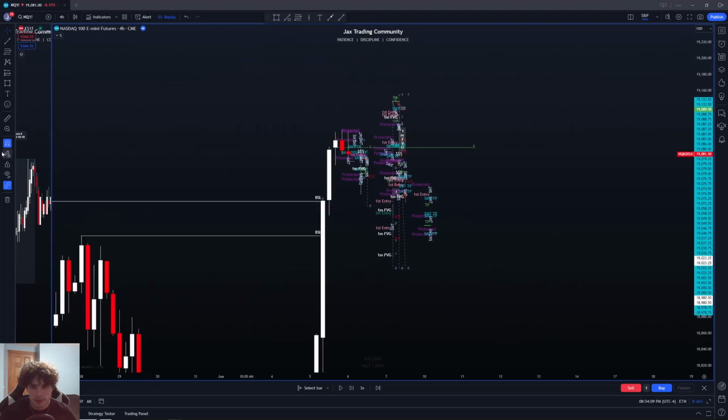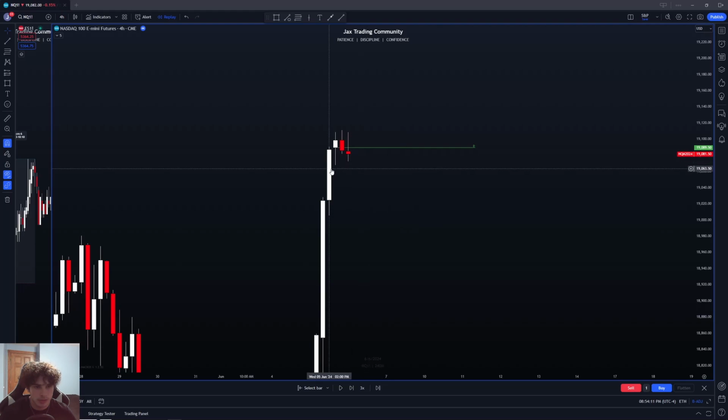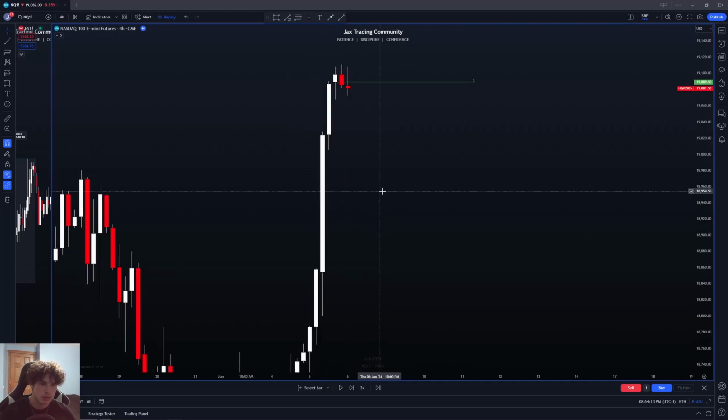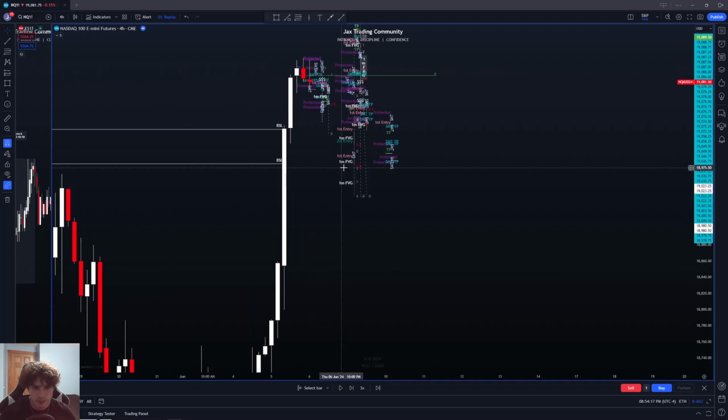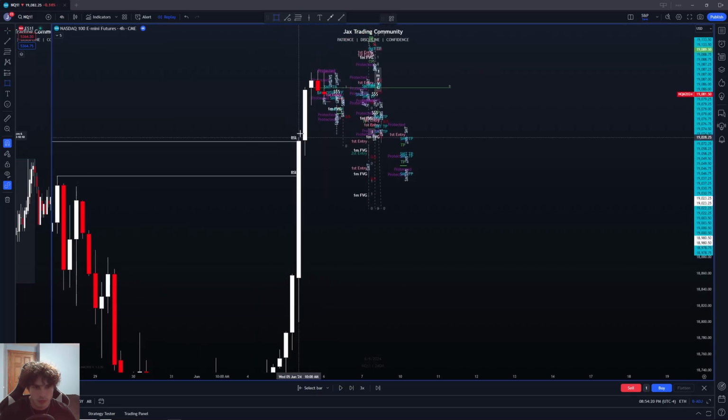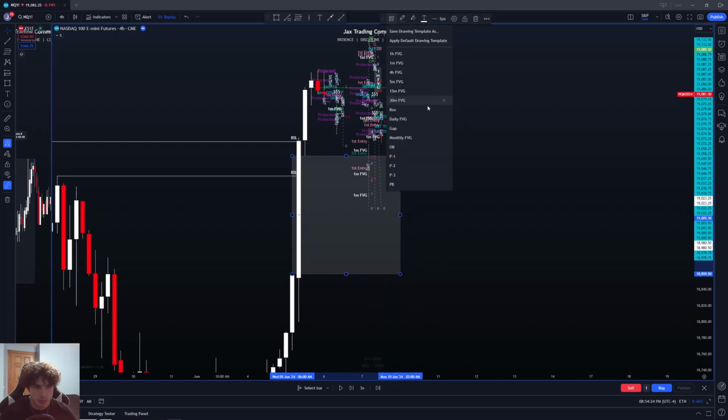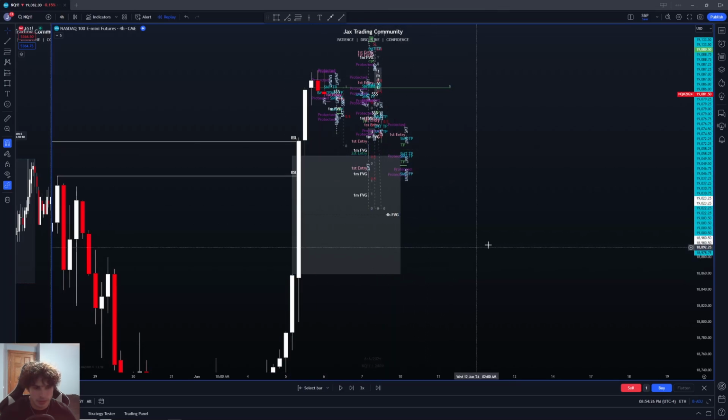Did we tap this fair value gap yet? I don't think we did. No, we haven't. So we have this fair value gap and we have this one. I also want to go over real quick, I'm going to do a quick lesson of how I would go over a precise spot where we could bounce off of a 4-hour fair value gap like this.